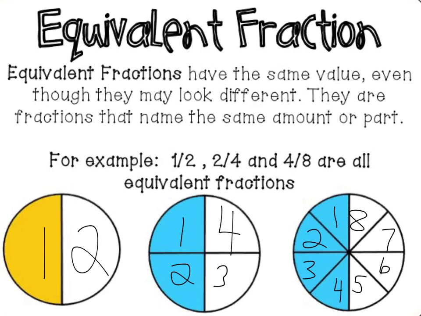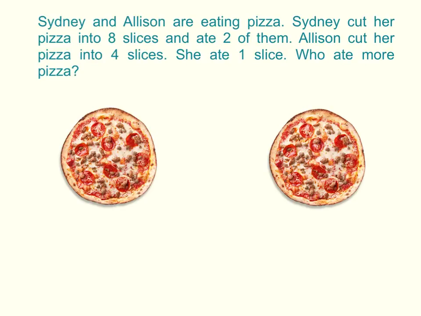You can write one part shaded out of 2 as the fraction 1/2. You can write 2 parts shaded out of 4 as the fraction 2/4. And you can write 4 parts shaded out of 8 as 4/8. All of these fractions mean the same thing. They are equivalent. Let's take a look at some sample problems now.